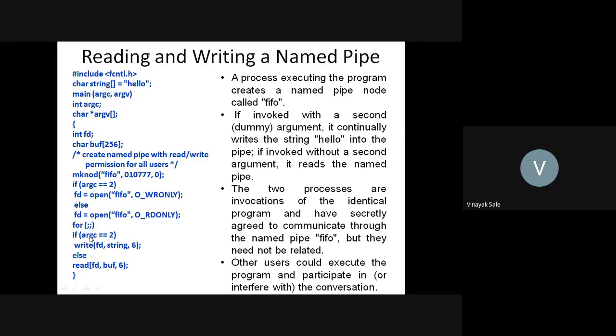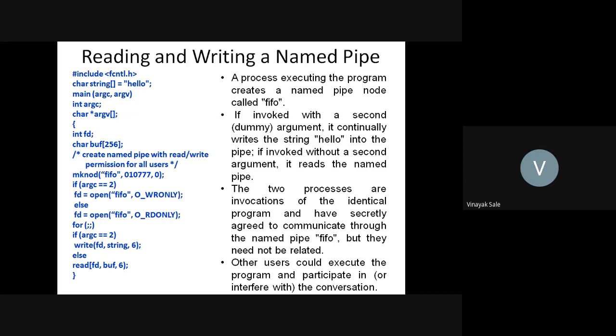Then check if argument c is equal to 2, then write file descriptor, then string with reference 6, otherwise read file descriptor buffer with reference 6. So a process executing the program creates a named pipe node called first in first out. If invoked with a second or dummy argument, it continuously writes the string hello into the pipe. If invoked without a second argument, it reads the named pipe.